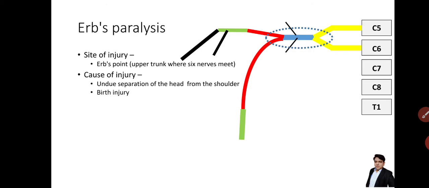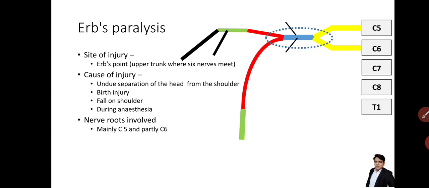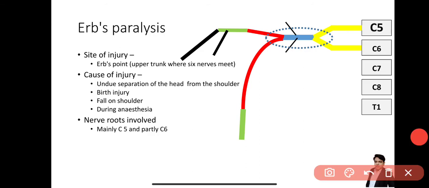In birth injury, during delivery of baby, we pull the head, so it may damage the upper trunk. Then fall on shoulder. Then during anesthesia, when we give brachial block, then it may injure the upper trunk. Now the nerve roots involved, mainly C5 and partly C6. So mainly this C5 is involved.